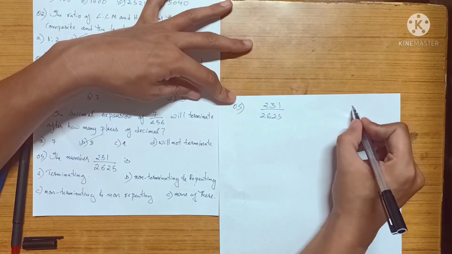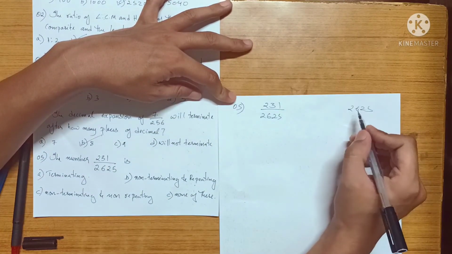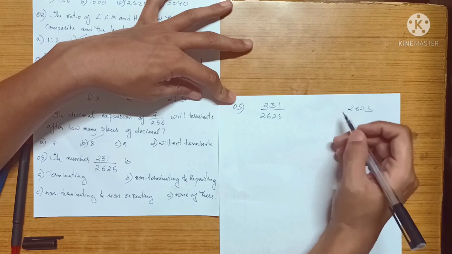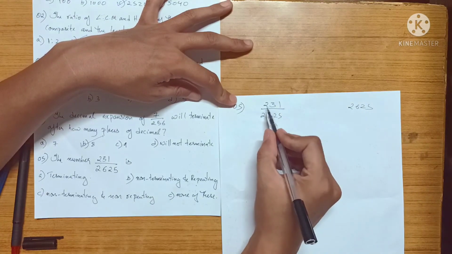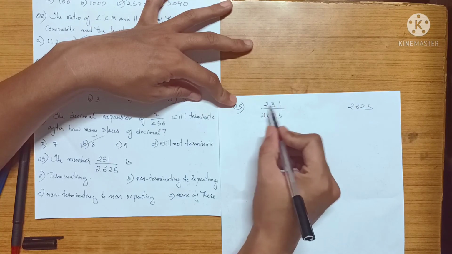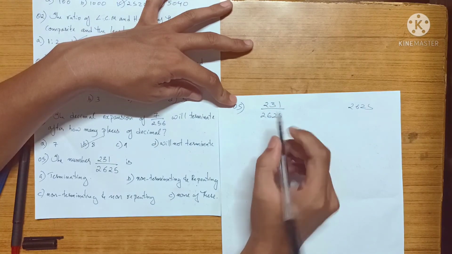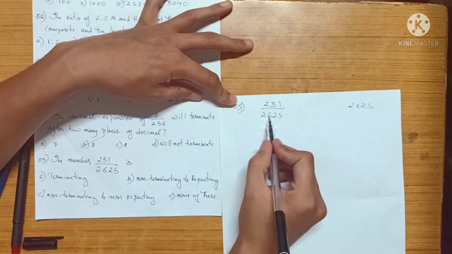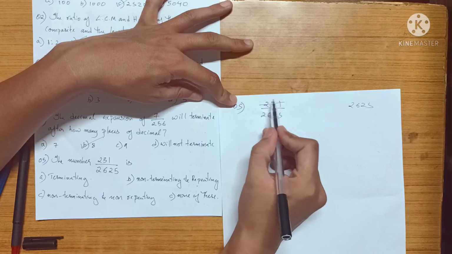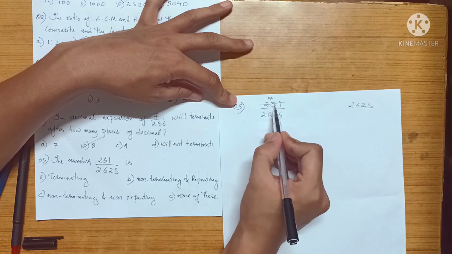Let's try this. 2, 6, 2, 5. Okay, I think we can cut this. No, why? Because this is not a prime number. 3, 4, 5, 6. This is divisible by 3. Let's check this also. 6, 7, 8, 9, 10, 15. Yeah, this was divisible by 3. So 3, 7, 6, 21.